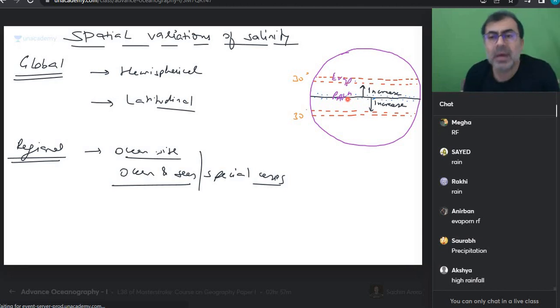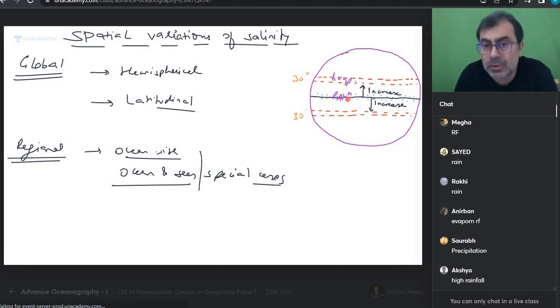Simple. Why am I doing this? Why am I making this diagram? And why am I speaking to you like this? Because my question is, give a reasoned account. So what I'm showing you in a diagram, if you are after the class, you want to write a paragraph on this, can you say as one moves away from the equator towards the subtropic, the salinity increases.